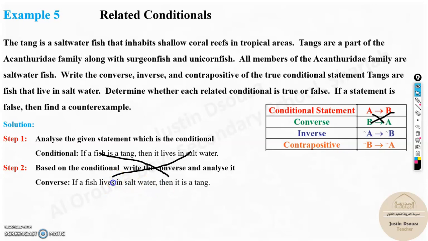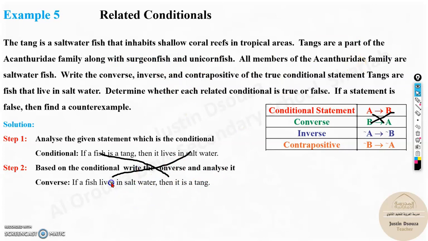What does the converse of the conditional say? If a fish you find in salt water, then it must be a tang. Really, that is not true. Why? Because over here only tangs are mentioned, but surgeon fish and unicorn fish are also saltwater fishes because they are in the Acanthuridae family. So these two are also saltwater, but they are not tangs. Tangs are a different part.